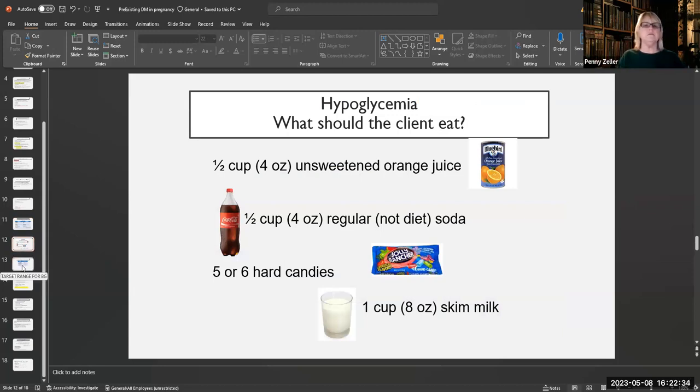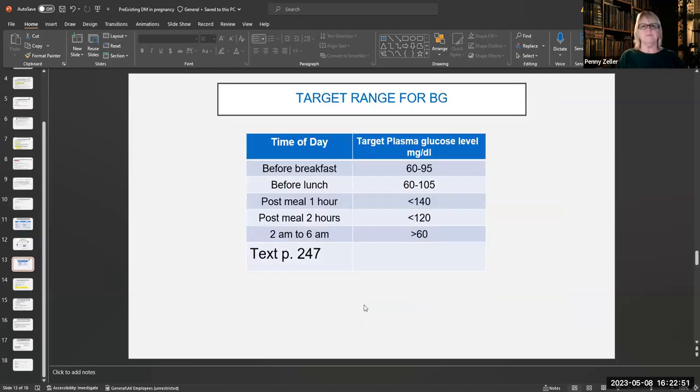So what are some things to eat? I'm going to teach your client what you should eat if you're hypoglycemic. Half a cup of regular soda, some orange juice, hard candies, a cup of skim milk. Target ranges. This is according to your text. What do we want her blood sugar to be before she eats breakfast? Before lunch? 1 hour after she eats, 2 hours after she eats, and then in the middle of the night. We don't ever want a client to drop below 60. So that's why most diabetics get an evening snack, a protein snack, so they don't drop down too low.